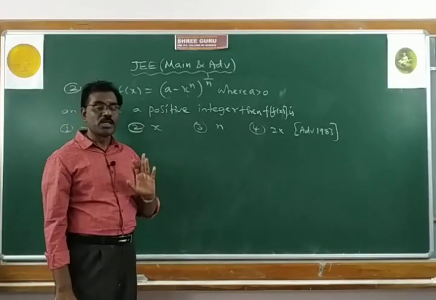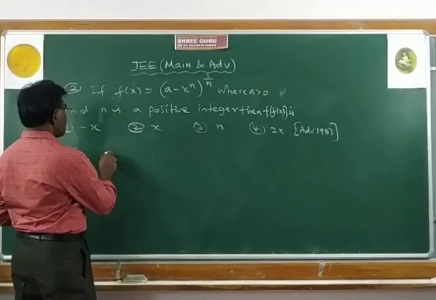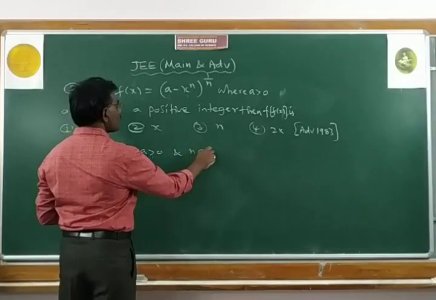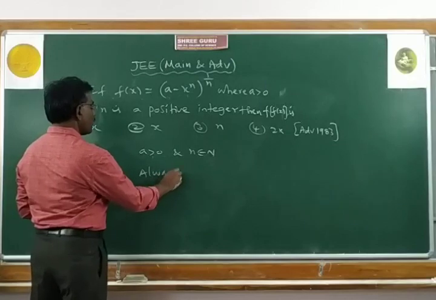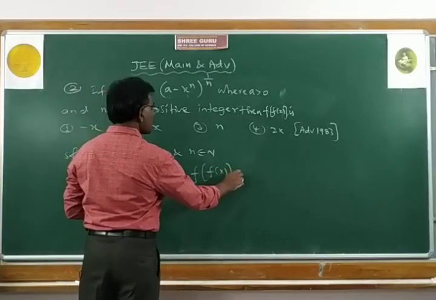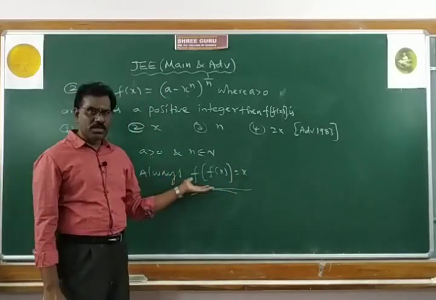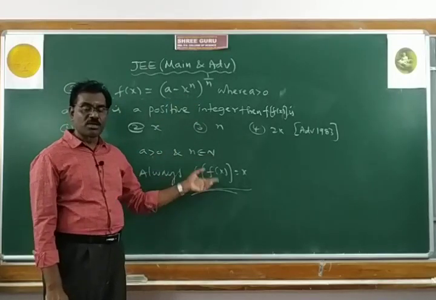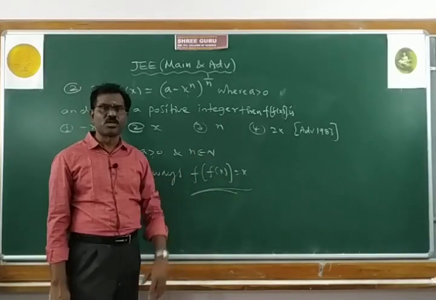So in this problem the answer is always x only. So a is positive and n belongs to natural numbers. Always f composition f of x is equal to x. You can even solve it by steps: substitute f of x, and then after f of x you take any value z, f of z, and definitely x only comes. Okay.